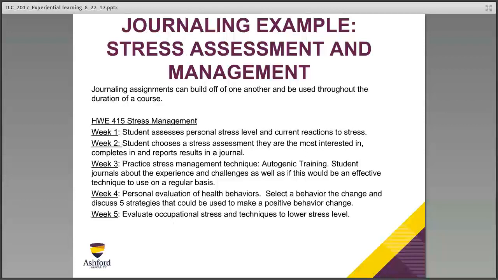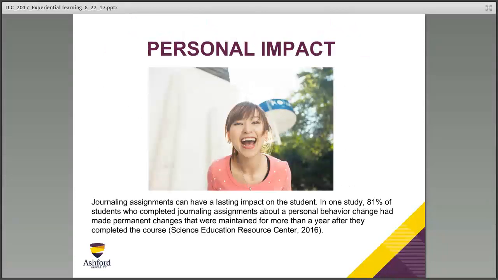And then for week 4, they get to evaluate their personal health behaviors, select a behavior change, and discuss 5 ways that they can help themselves make a positive behavior change. In week 5, they complete their last journal assignment by evaluating their occupational stress and then determine what techniques they could use to help lower their stress level.